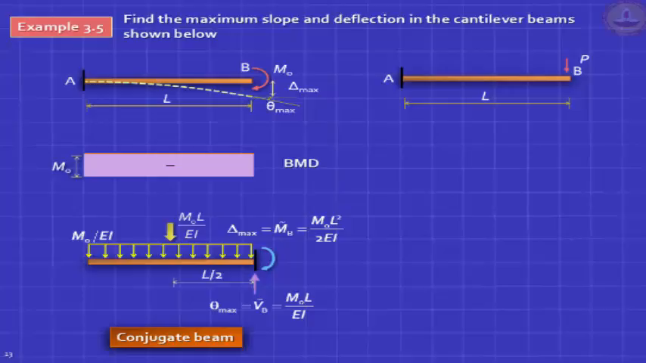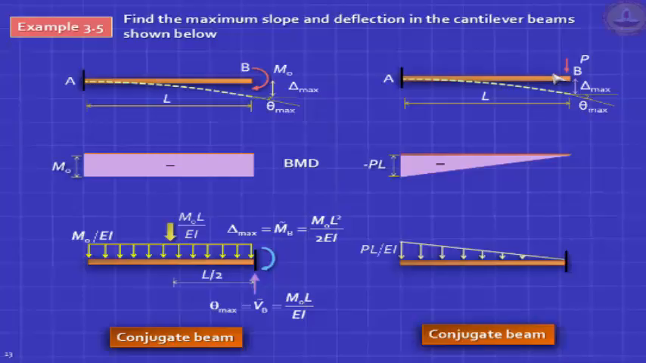Do the same thing for this case where you have a concentrated load. What's the shape of your BMD? It's a triangle. Now don't draw a triangle with zero value at A and maximum at B. That's not how it works. The reflected shape is similar and it will be like this. It's a hogging moment. So what's your conjugate beam? It's going to be like that.